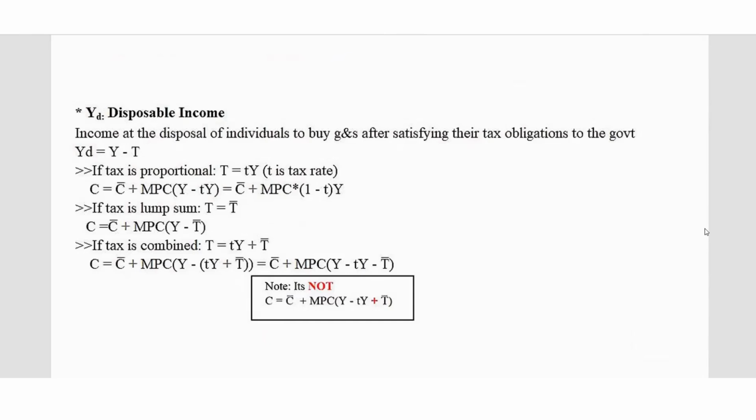The third case is if taxes are combined, which means that they have a proportional component and a lump sum component. So taxes are equal to small t Y plus T bar. So in this case, we can write our Keynesian consumption function as C is equal to C bar plus MPC times Y minus, then in brackets, we substitute our capital T, which is tY plus T bar. So the Keynesian consumption function becomes C bar plus MPC times (Y minus tY minus T bar).